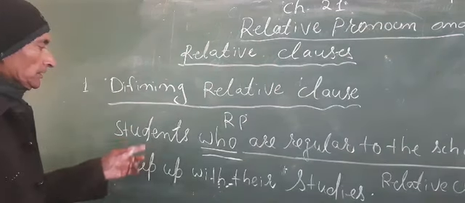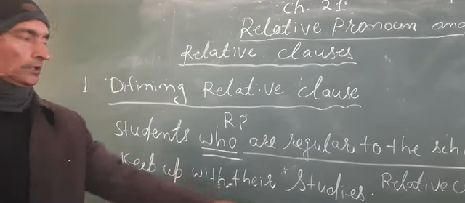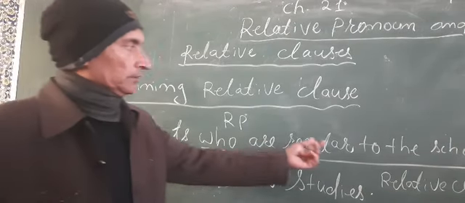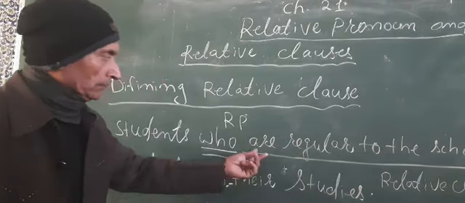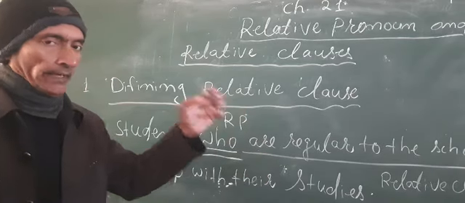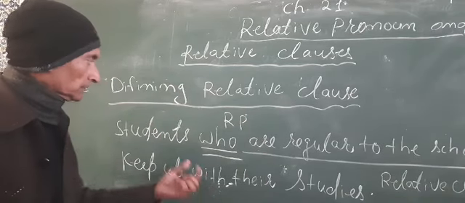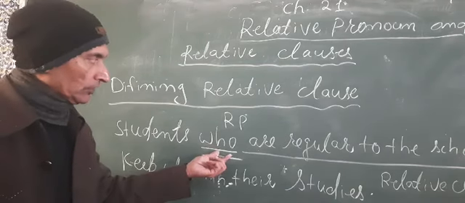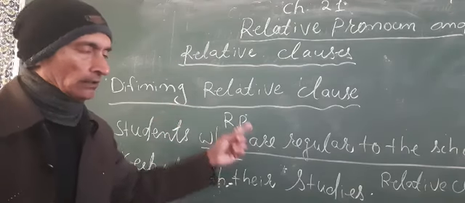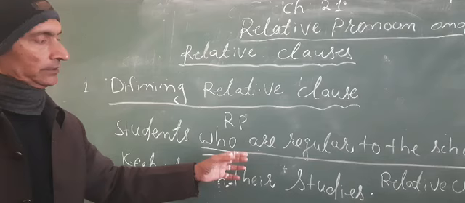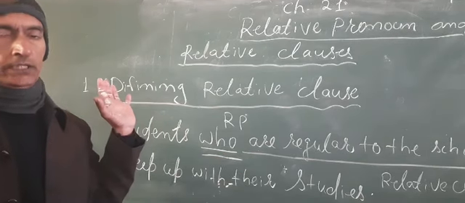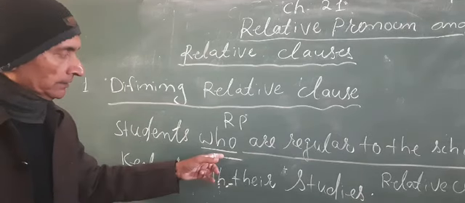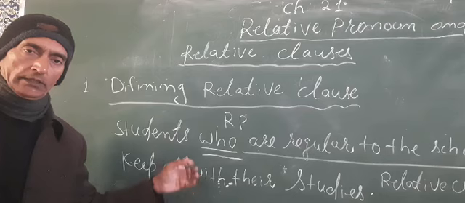Actually, our students keep up with their studies who are regular to the school. This clause is adding some extra information about the subject, students. So this is called defining relative clause. It is essential to the sentence. Without it, the sentence will be incomplete.